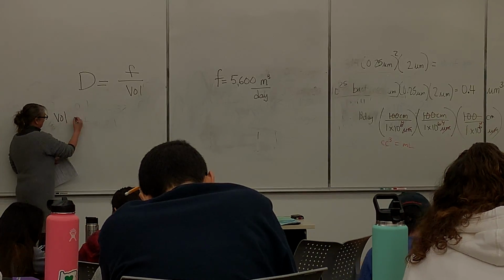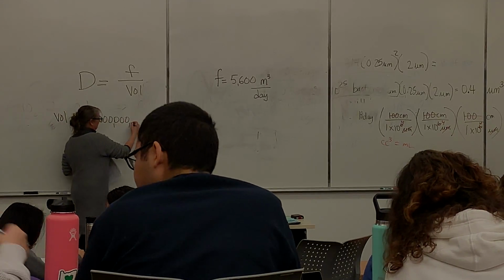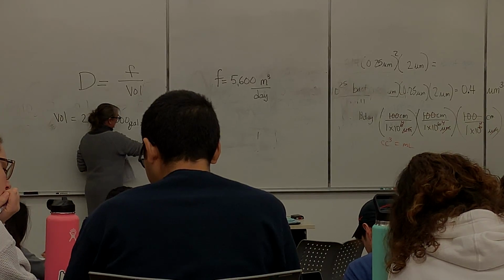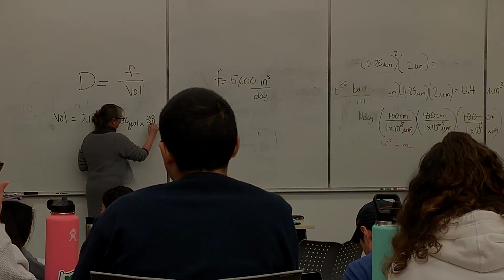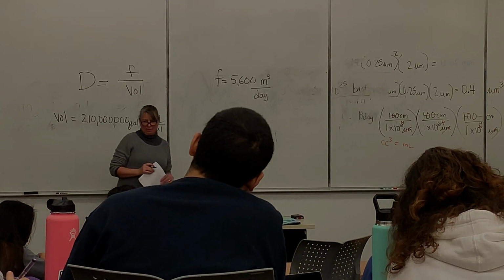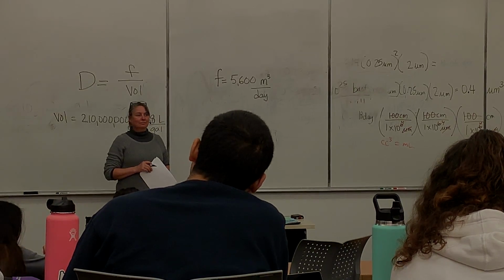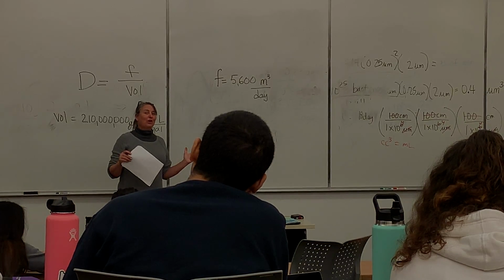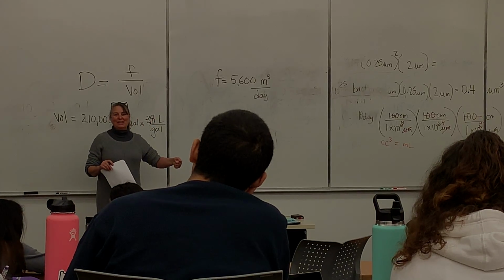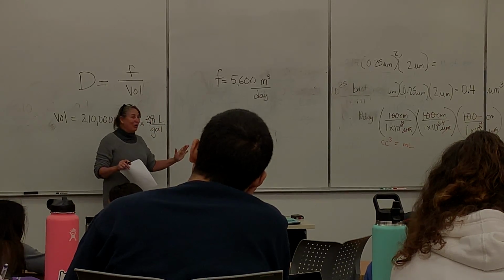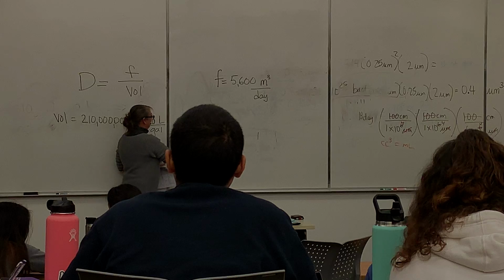The volume, 21 million gallons times 3.8 liters per gallon. How do we get from liters to cubic meters? Do whatever you know, right? So if all you know is centimeters, that's what we're using. If you're really good, you can say a cubic meter is 100 centimeters cubed, but that's fine. If you don't know that, use what you know.